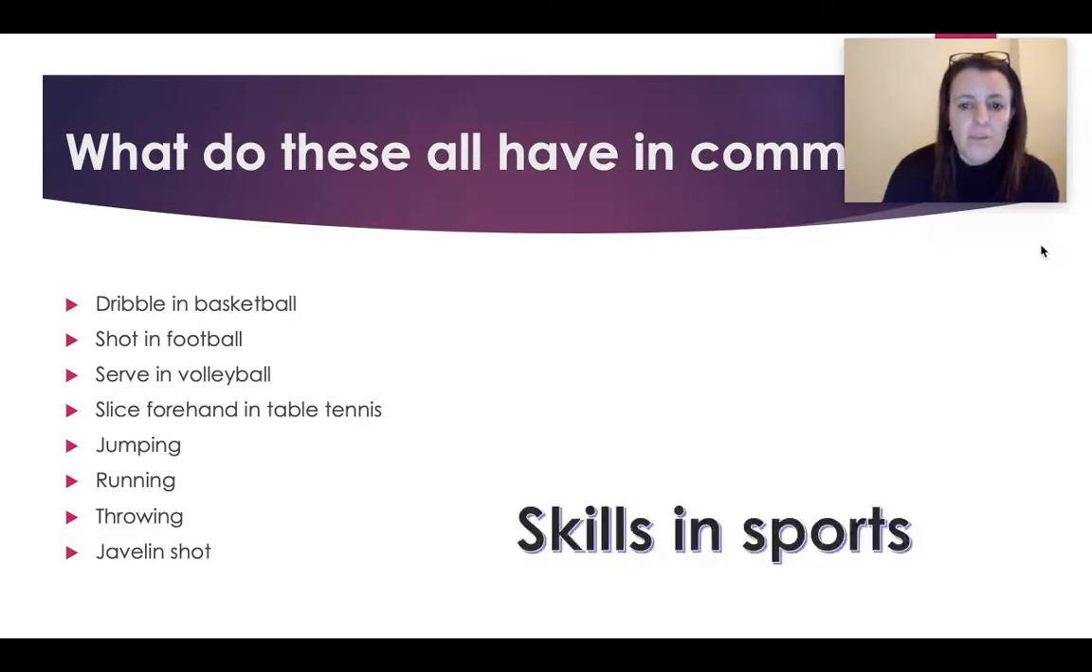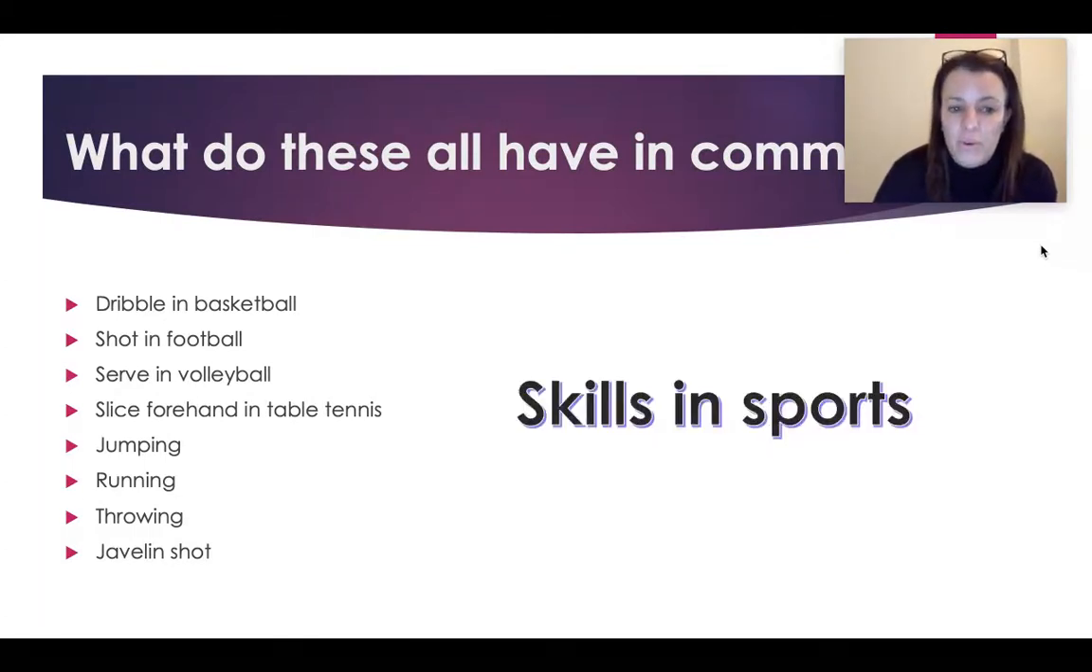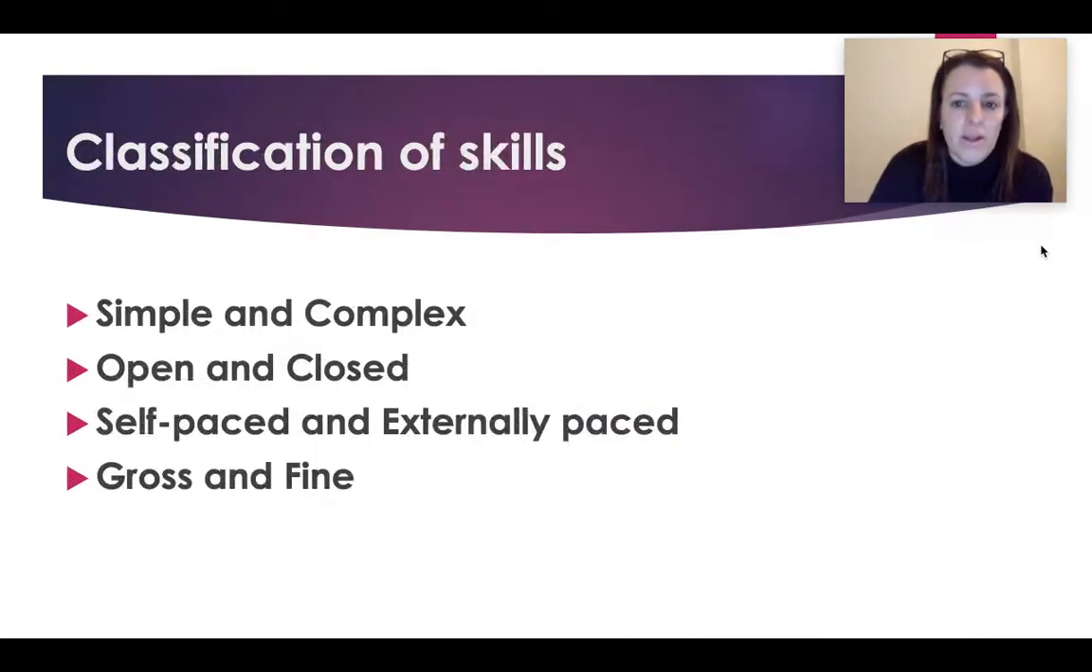The answer is they are all skills in sports, but they're all different and they can all be categorized into different things. So let's have a look at what we're going to be learning. There are 4 types of skill classification: simple and complex, open and closed, self-paced and externally paced, and gross and fine. You need to know all of them and give sporting examples for each end of the scale.